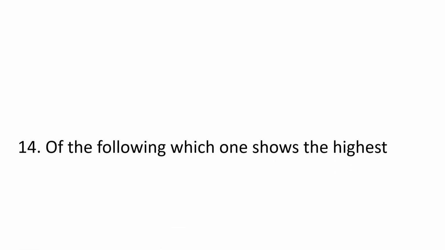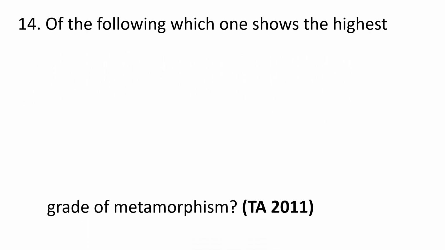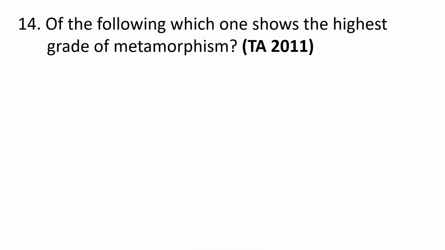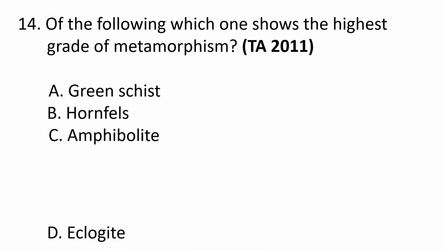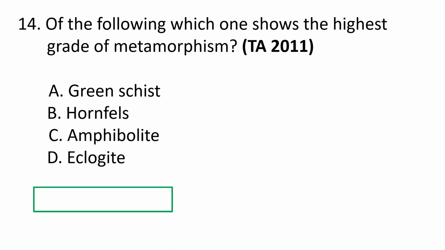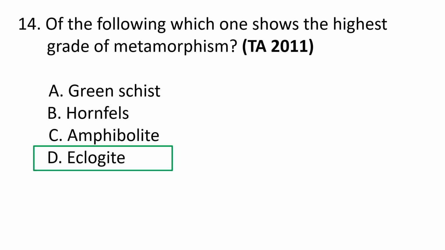Coming to the 14th question. Of the following, which one shows the highest grade of metamorphism? A. Greenschist. B. Pampas. C. Amphibolite. D. Eclogite. So the correct answer is D, eclogite. Among these, eclogite shows the highest grade of metamorphism.